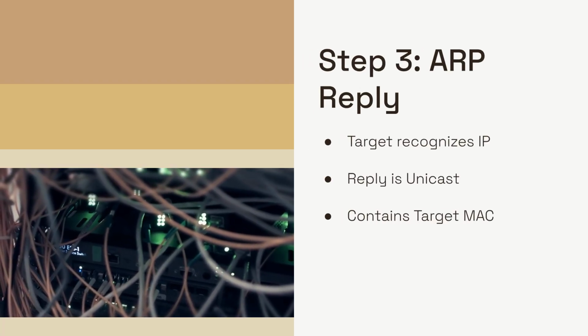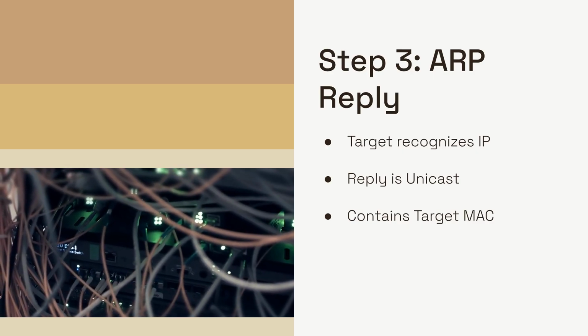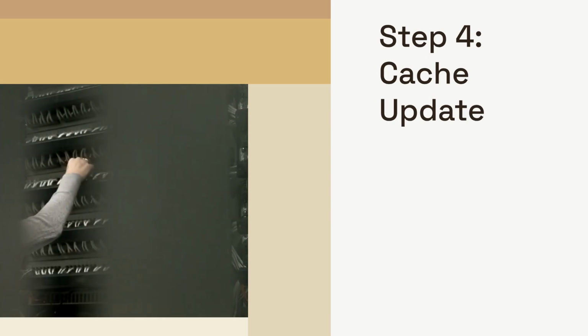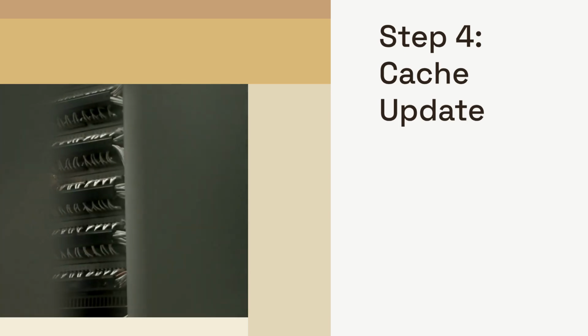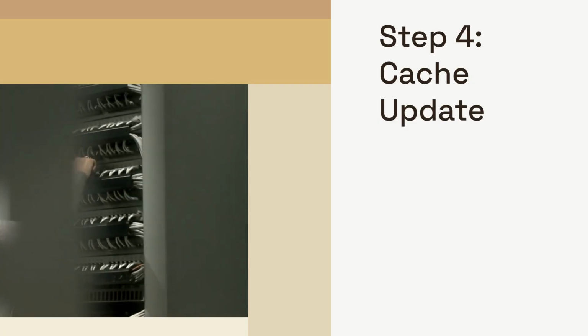It generates an ARP reply, which is sent as a unicast packet directly back to the sender, containing the needed MAC address. The sending PC receives the reply, saves the new IP to MAC mapping into its ARP table, and can finally encapsulate the original data into a frame and send it to the destination.